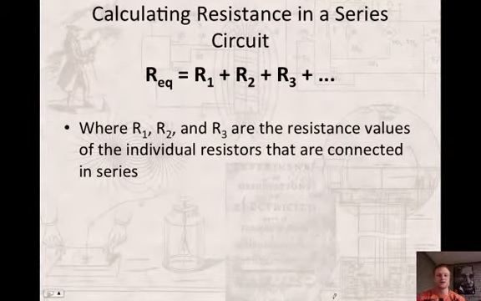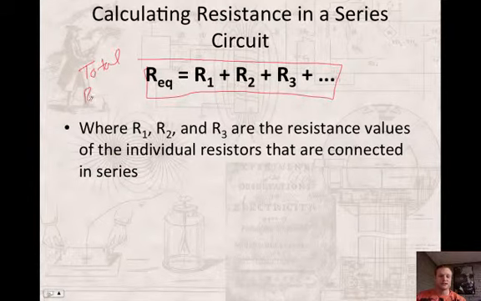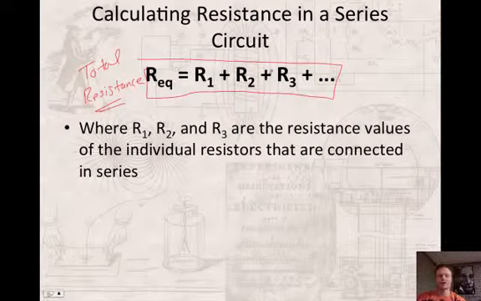Okay, so let's talk about resistance a little bit. This is the equation for a series circuit to calculate the total resistance in the circuit. This is going to be an important equation, so you'll definitely want to have this down. The total resistance is equal to the first resistor plus the second resistor, plus the third resistor, and you just keep adding however many resistors you have. If you have 20 resistors in the circuit, you add each and every one of them up until you get the total resistance.